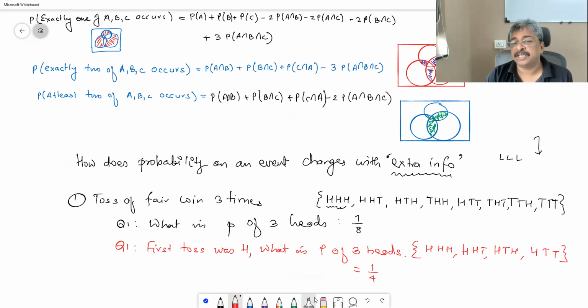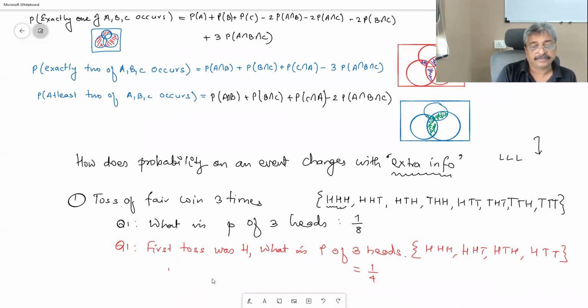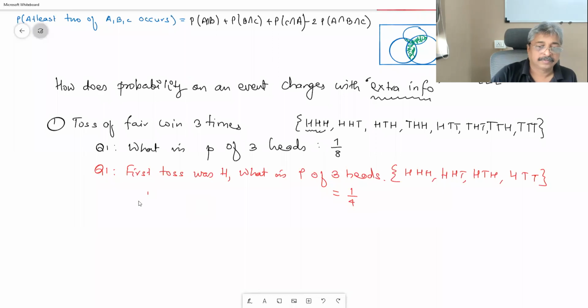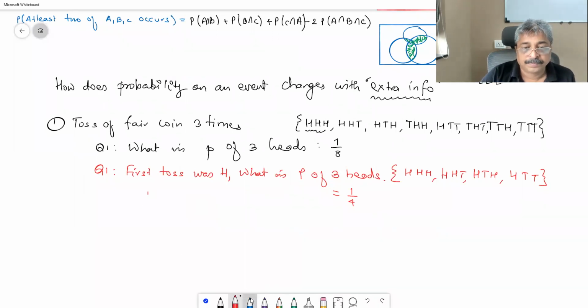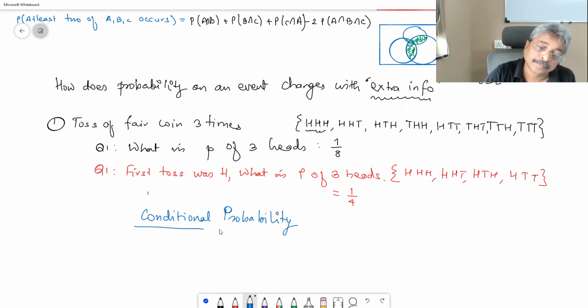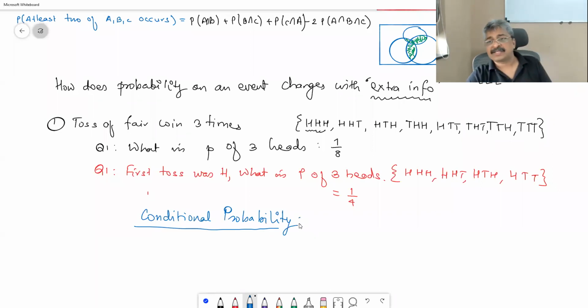So we are putting an additional condition and asking the probability question. It is called conditional probability. Something has already happened. Now you tell me what is the probability of this thing happening. It is different than otherwise asking what is the probability of an event happening.